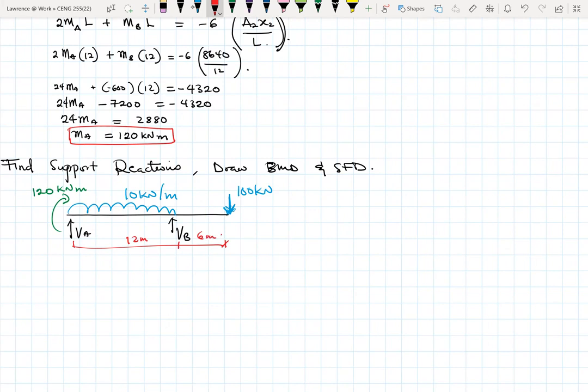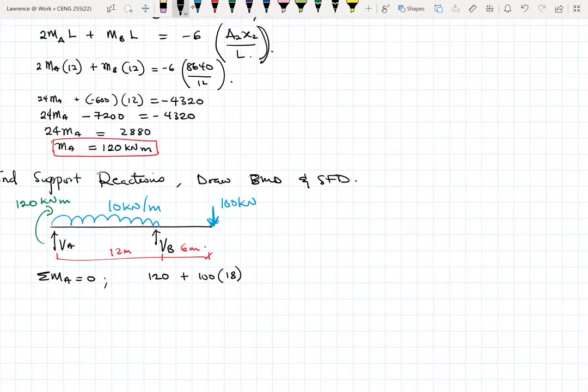Okay. So let's say if we sum moment about A, which is easier. So summation of moment at A equals 0, then it means that we'll end up with 120 plus those 100 times 12 plus 6, which is 18. Then plus 10 times 12 over 2.